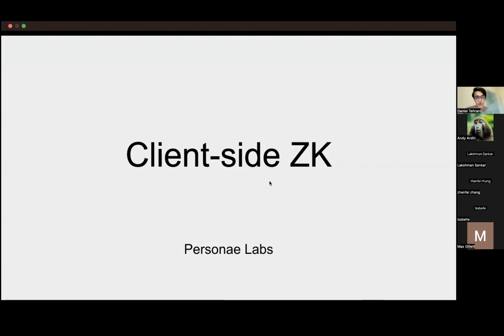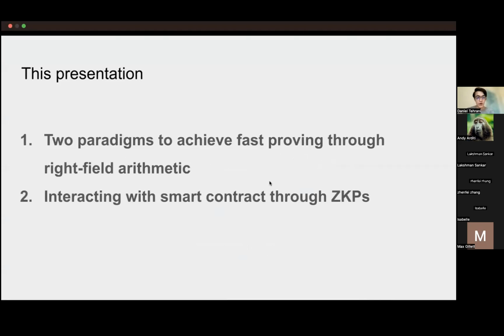I won't go too deep into the technical details and will only touch on the high-level questions that exist in the space now that I believe are interesting. For this presentation, I'll talk about two things. First, the two paradigms to achieve fast proving through right field arithmetic. And the second is interacting with smart contracts through generalized proofs.